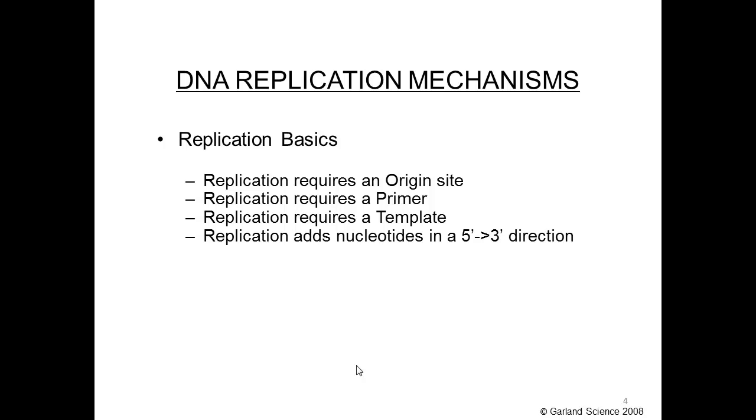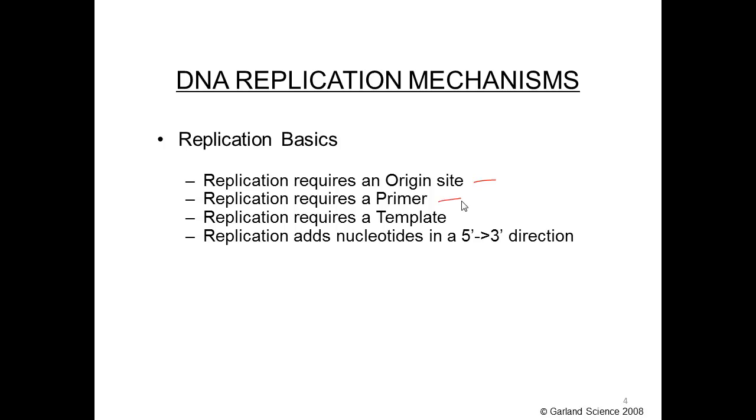On this slide, we see 4 requirements for DNA replication. Replication requires an origin of replication, the site for it to begin. It will not begin randomly any place. DNA polymerase always requires a primer to get the strand going. That's a requirement of DNA polymerase.